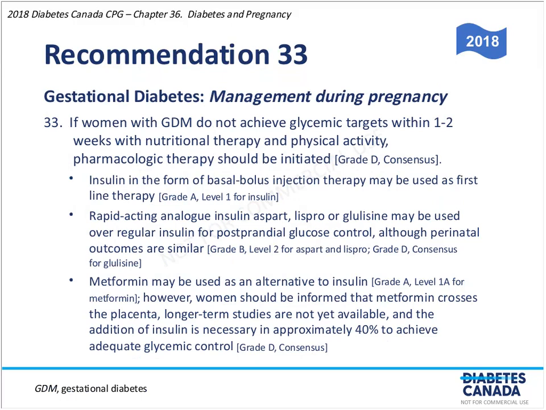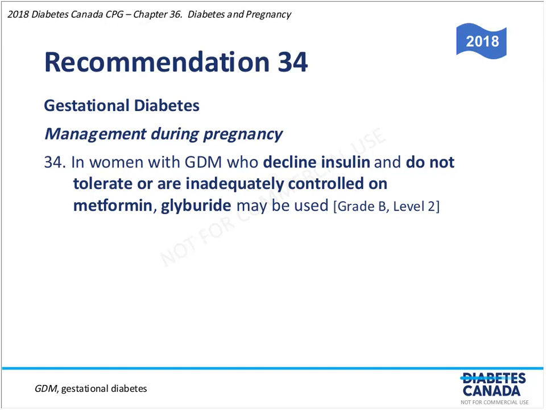And if the dietary management is unsuccessful at getting down to targets within 2 weeks, then we're generally looking at basal bolus insulin therapy, targeting the insulin to where the sugars are high. If, for whatever reason, patients decline insulin, the drug of second choice in GDM is metformin. And if, for whatever reason, they don't tolerate metformin, drug of third choice would be glyburide.